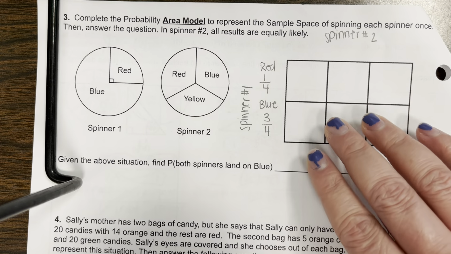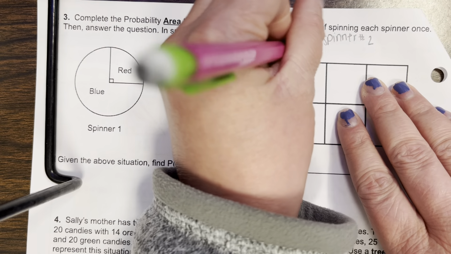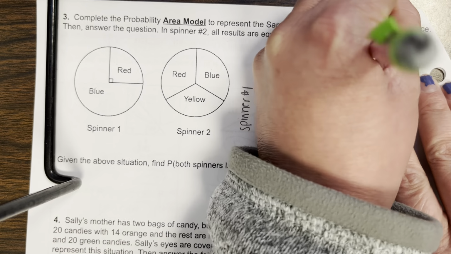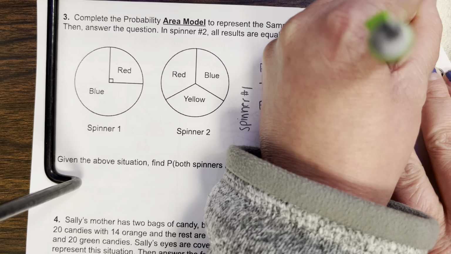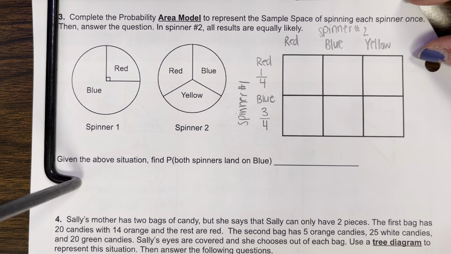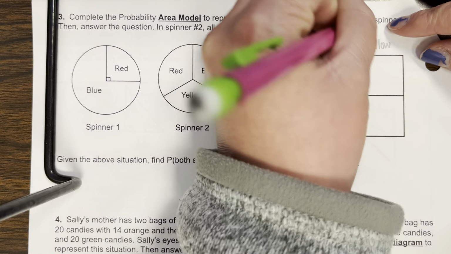Okay. And then spinner 2, we know those are all equally likely, so we've got red, blue, and yellow. And it doesn't matter what order the colors are in, just as long as they all get up there. So it could be yellow, blue, red, doesn't matter. And then I'm going to write, since they're all equally likely and there's 3, 1/3 for each of them.